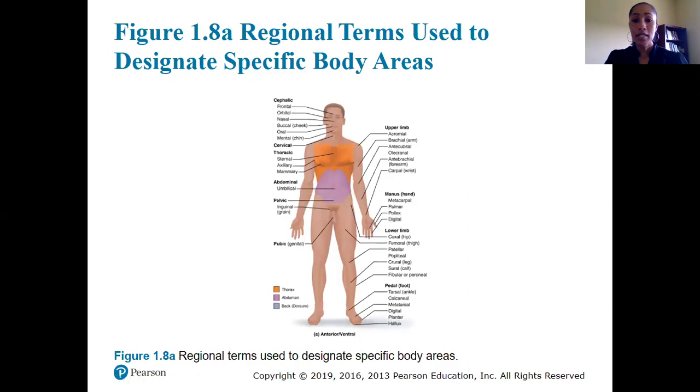Then we move on to the lower limb. We've got coxal, which is going to be our hip area, femoral for the thigh, patellar for the kneecap, popliteal is going to be the back portion of your knee, and we'll see that here. Crural is going to represent your leg. Fibular is going to represent the outer portion of the leg, the lateral portion of the leg. And then pedal is a term that we use collectively for the foot. So associated with the foot, we have tarsal, your ankle.